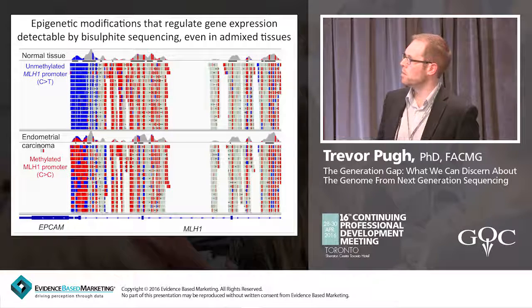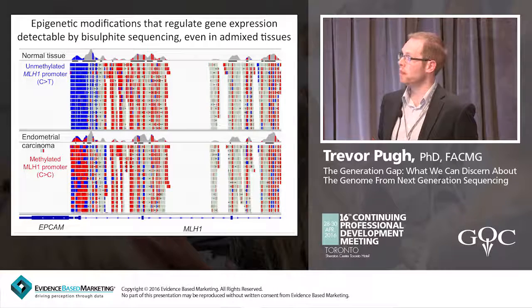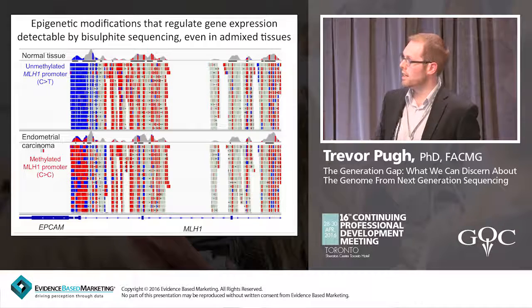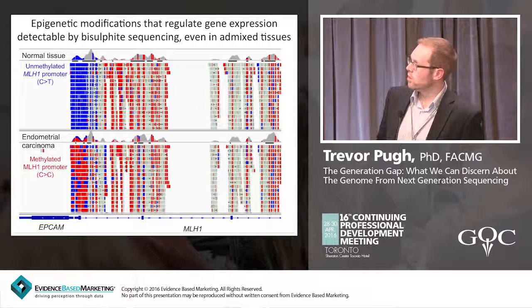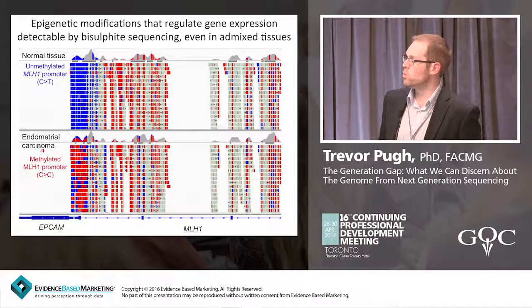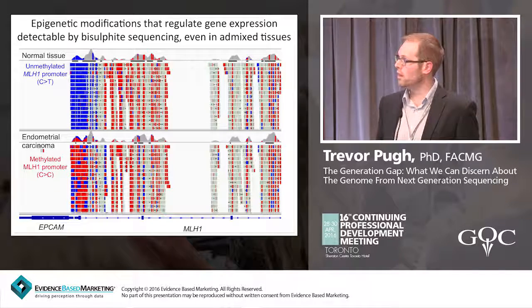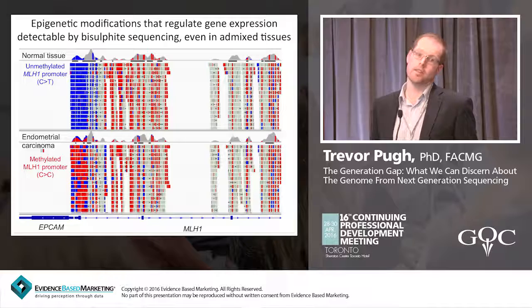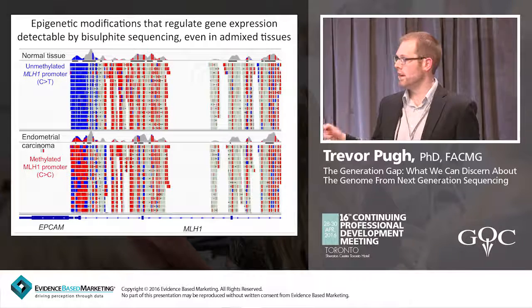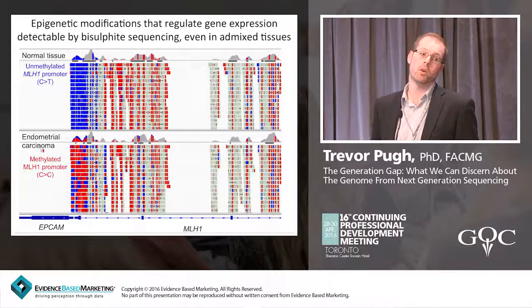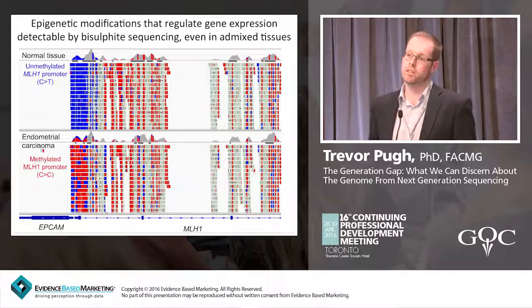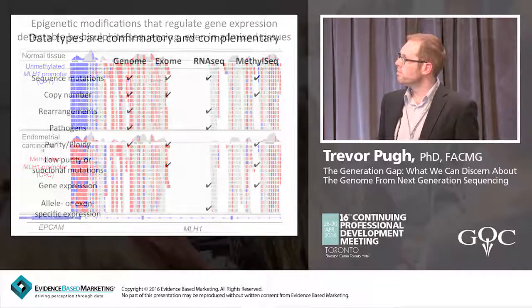In this case, the unmethylated promoter in normal tissue turns blue, so just by eye, you don't need a bioinformatics method to read these out. Contrast that to an endometrial carcinoma, where all those C's were protected by the methyl group. They don't get changed by bisulfite, and in this case, this is an MLH1. This is a methylated MLH1 promoter. So really using next generation sequencing data to read out yet another source of cancer genome variation.